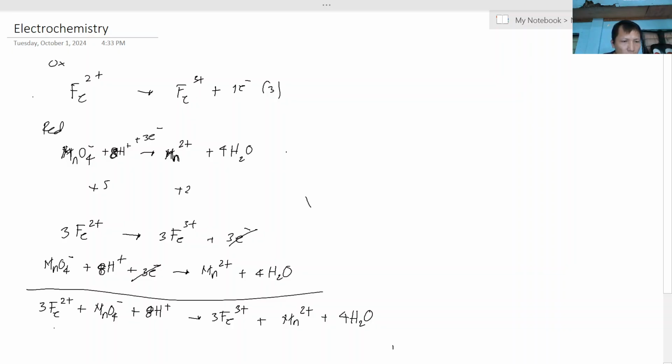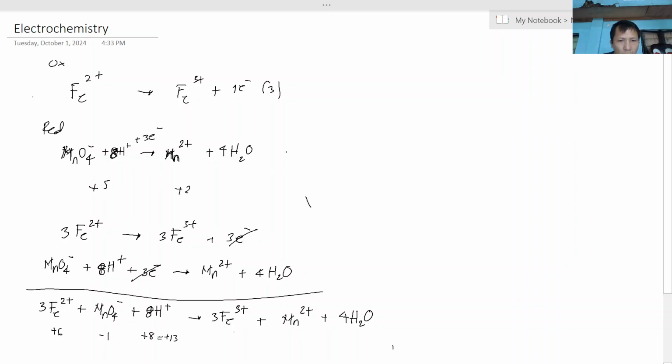3 times 2, that's a positive 6. This one is a negative 1. This one is a positive 8. So that is 8, 16, 8 plus 6 is 14, minus 1, that is a positive 13.